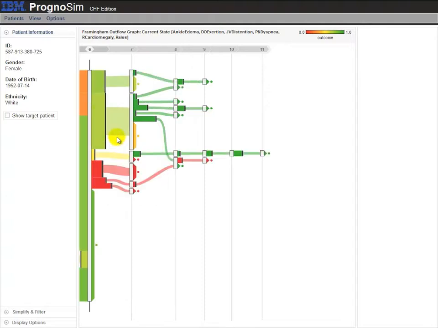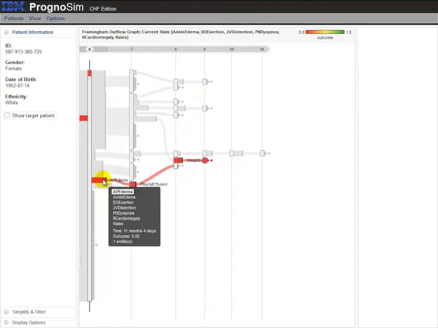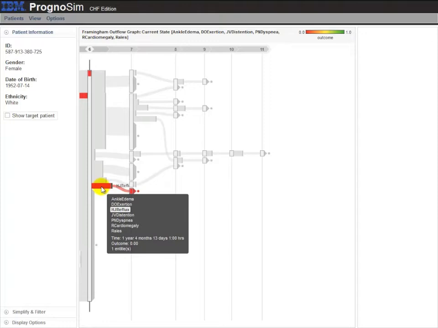But there are also riskier paths, such as this one. Some patients had AP edema after the current state and finally die. Or another path is HJ reflux, which is also red.